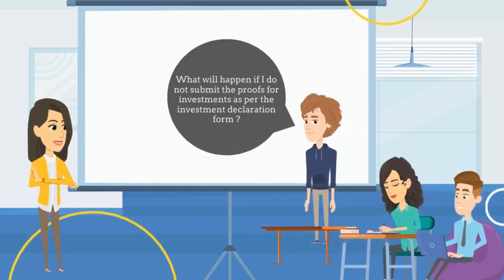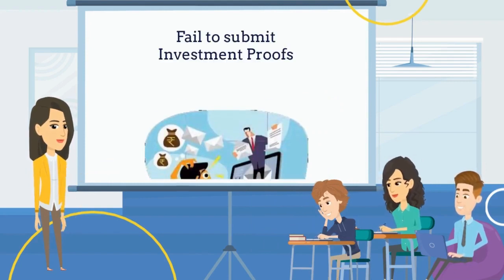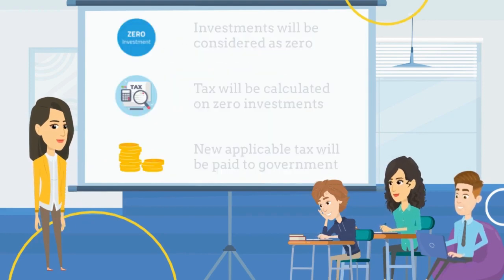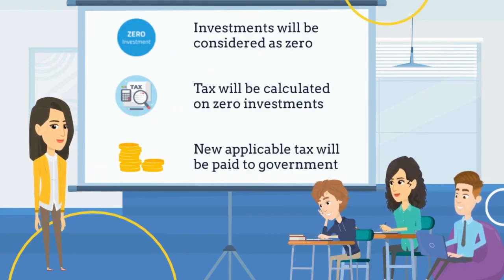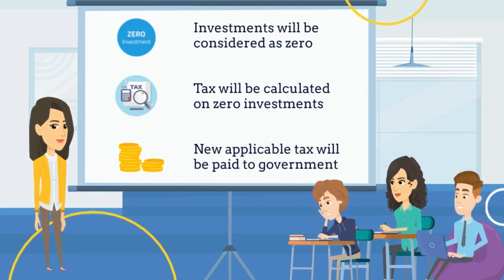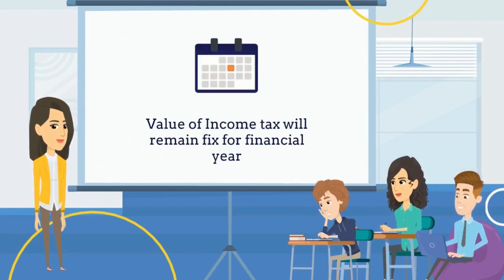What will happen if I do not submit the proofs for investments as per the investment declaration form? If you fail to submit the proofs of investment by the specified deadline, the company will be forced to nullify your investment declaration and calculate income tax with zero investment declaration. Deduct applicable tax from your monthly salary and pay it out to government.